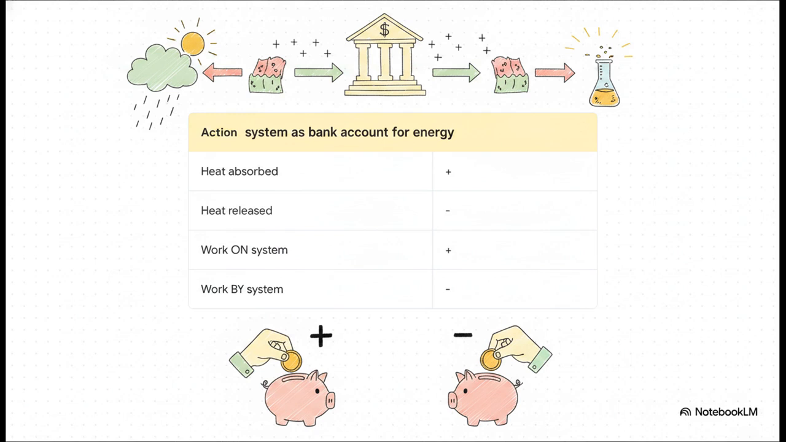Any energy deposited into our system is a net positive. So heat absorbed by the system or work done on the system gets a big plus sign. Conversely, any energy spent by our system is a negative. If the system gives off heat or has to exert effort to do work on its surroundings, its energy drops, so it gets a minus sign.